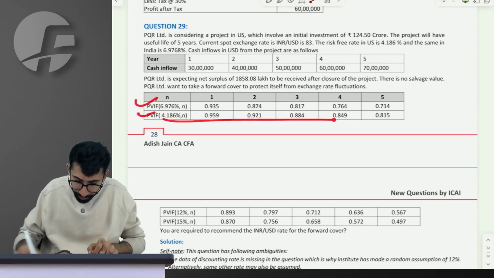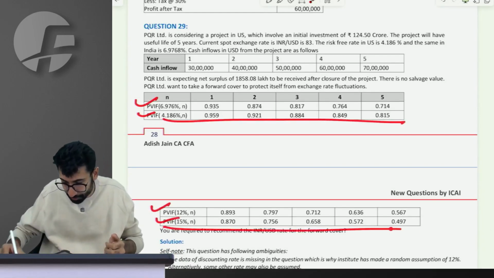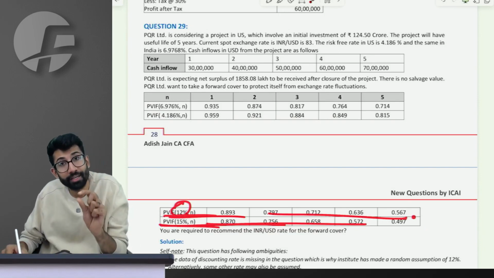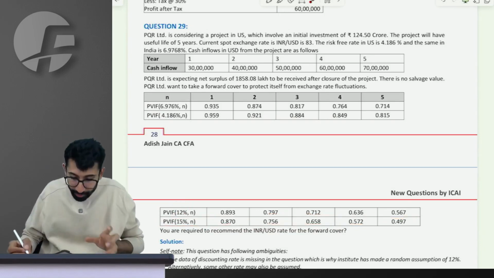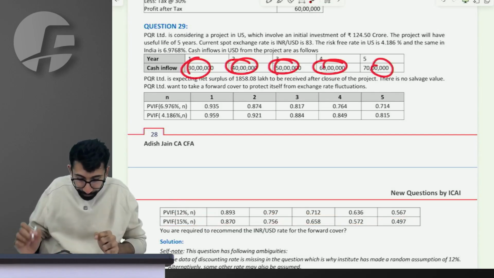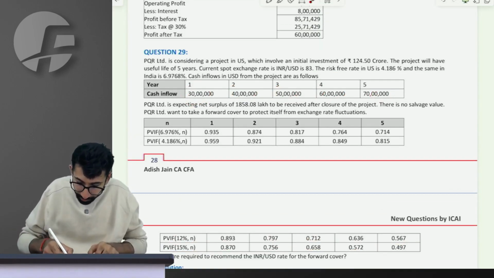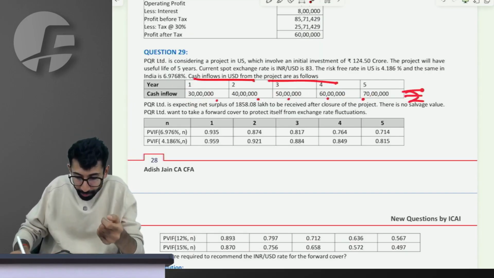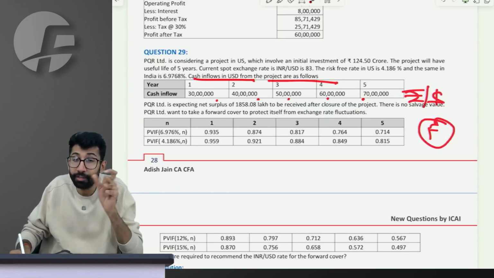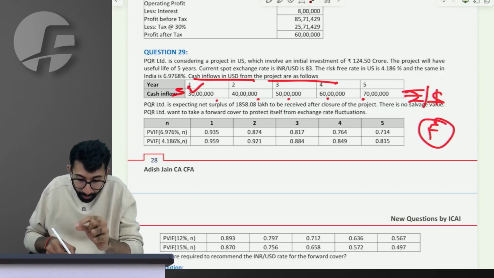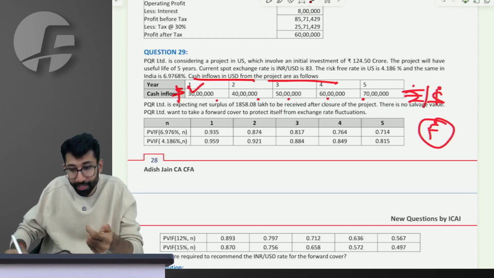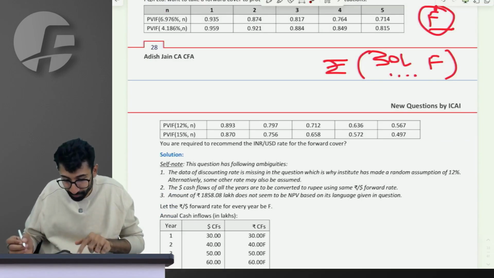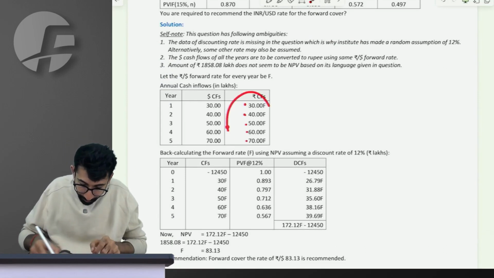They have given you 2 factors. Why? We don't know. 12 and 15% are given. Why? We don't know. We can use one of the 2 factors, assume that as the WACC, and use it as the discounting rate. So if I talk about the cash flows, these are the cash flows given to me. If I assume the rupee per dollar forward rate as F, then can I say the rupee cash flow will be 30 lakh dollars multiplied by the rupee per dollar rate, which is F. So 30 lakhs F will be my rupee cash flow. So the rupee cash flow of the respective year is this.